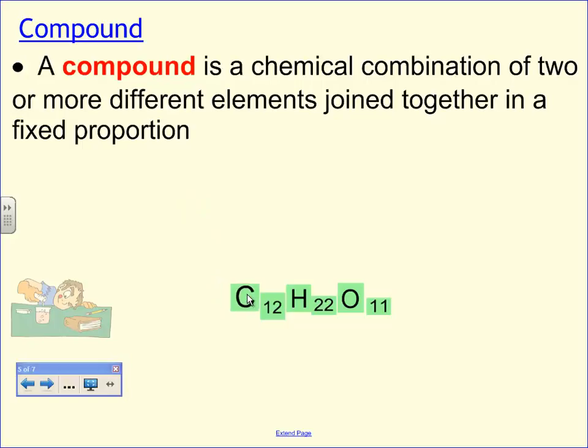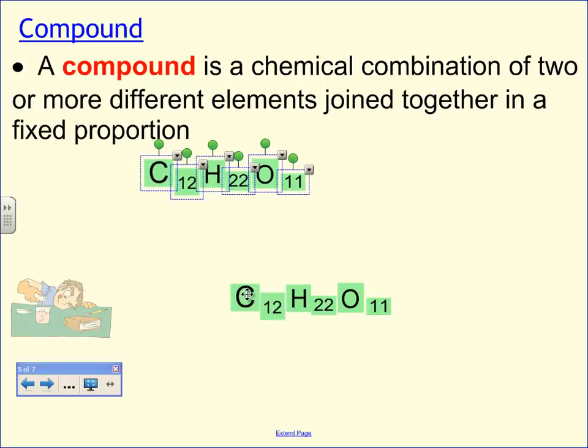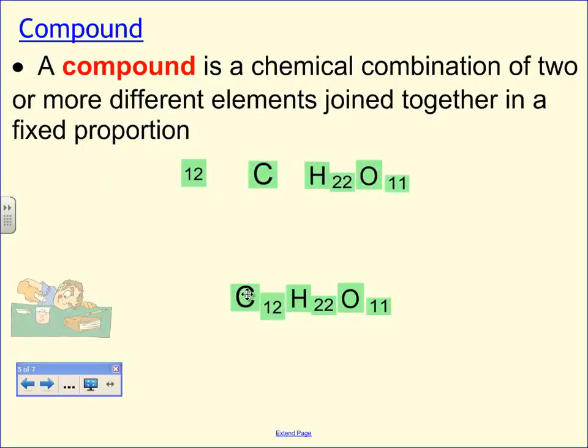Basically, a compound is a chemical combination where we have two or more elements joined together in a fixed proportion. That just means that it's always the same amounts. In sugar, it's always 12 carbons to 22 hydrogens to 11 oxygens. So I'm going to break it down here.